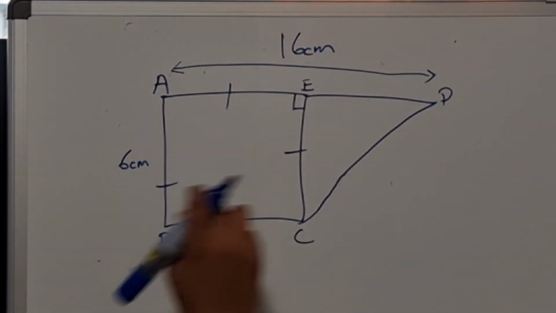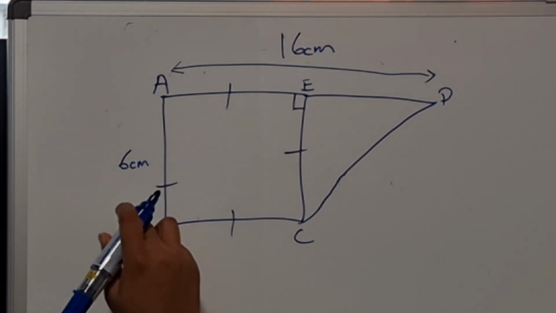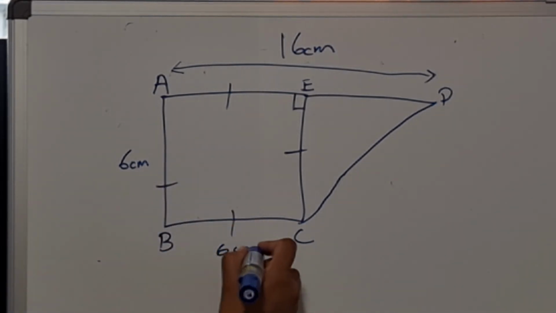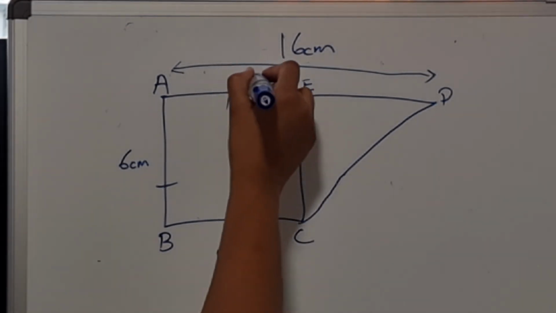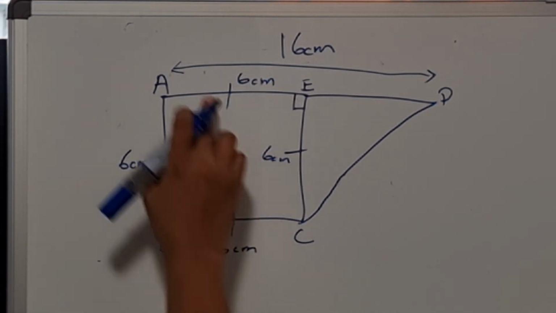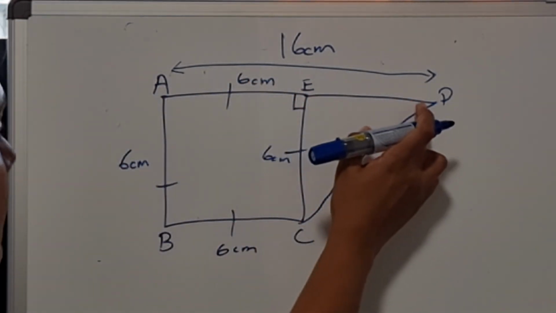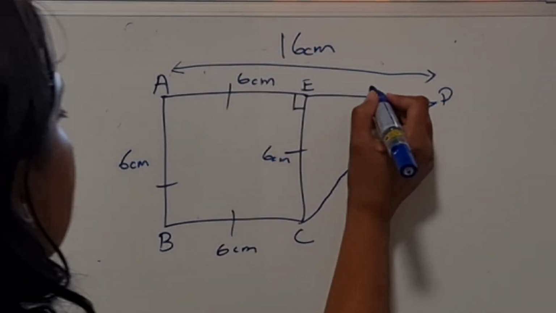Okay, so the property of a square is all sides are equal. So if this side is 6, this side is also 6 cm, this side is also 6 cm, this side is also 6 cm. So if this side is 6 cm, A to E is 6 cm, E to D is 16 minus 6, which will give you 10.